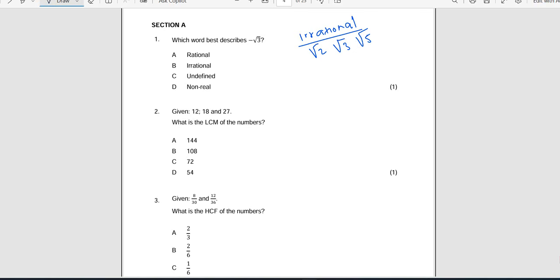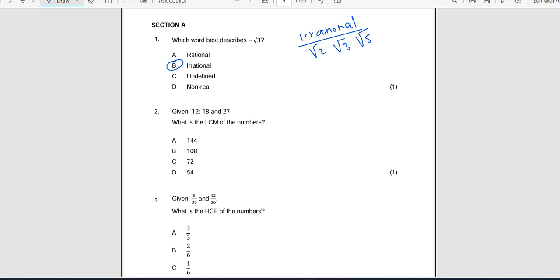So now we are given minus square root of 3, and minus square root of 3 is irrational. It cannot be undefined, because we discussed in our previous question paper that undefined is any number divided by 0, and non-real is the square root of a negative number, and the negative is outside, not inside.